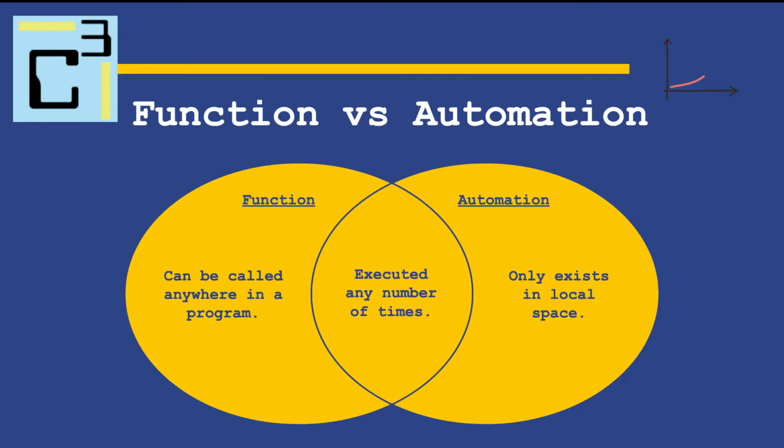Now, what are they similar in? They both can be executed any number of times. So the automation can be executed an unlimited number of times, and so can the function. It's just about where they can be used. The automation can only be used in one space, and then you have to go and rewrite that automation, while the function can be used anywhere at any time, okay?